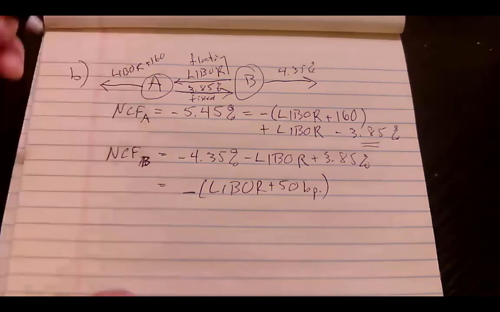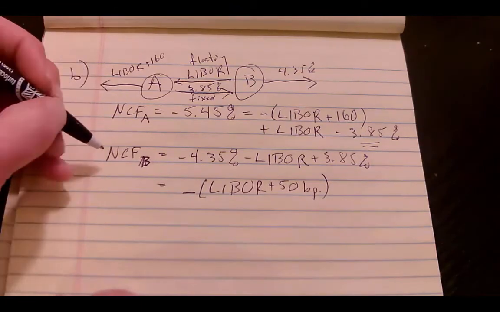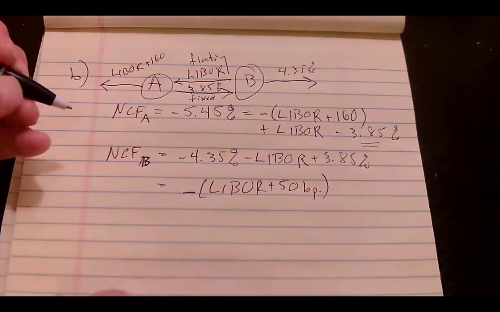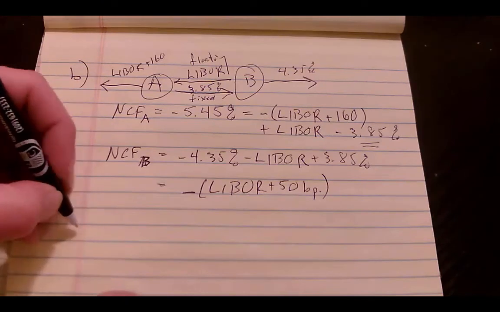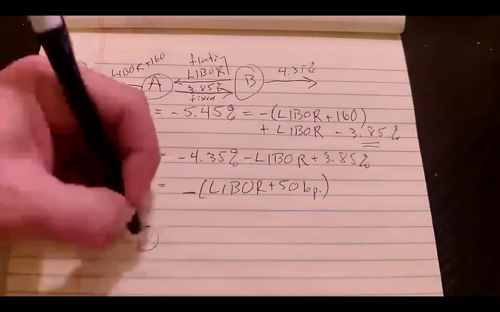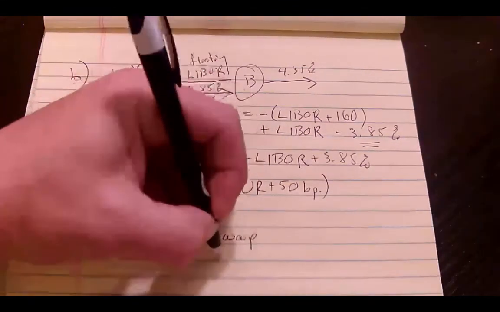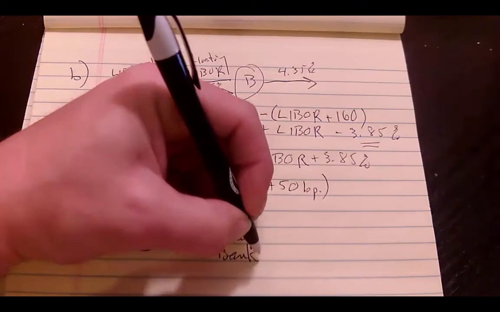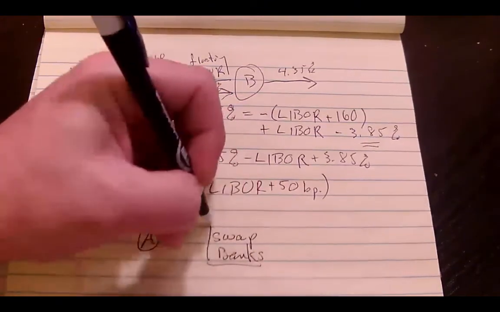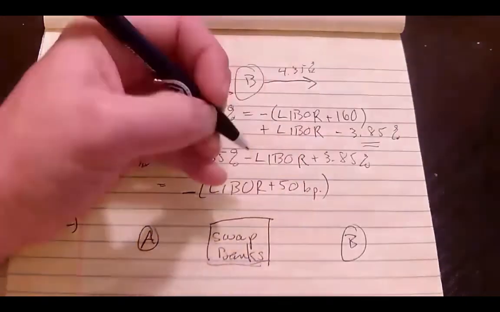So 15 basis points per year for company A, and 25 basis points per year gain for company B. Now on to part C. C wants to divvy it up three ways between company A, company B, and an intermediary, which are usually called swap banks. They specialize in swap contracts. They're usually international banks.